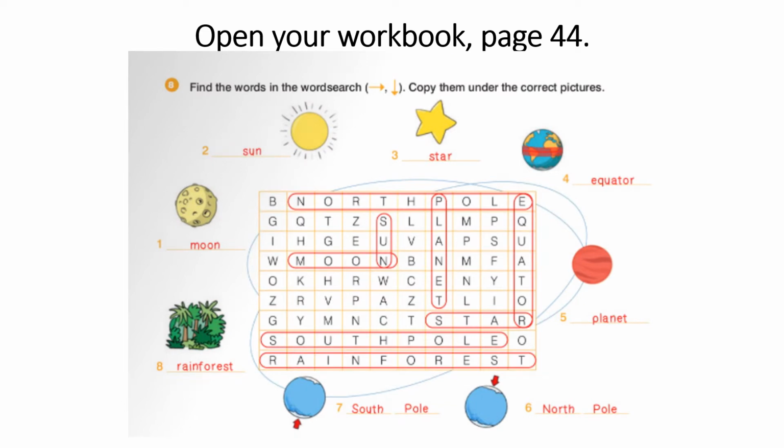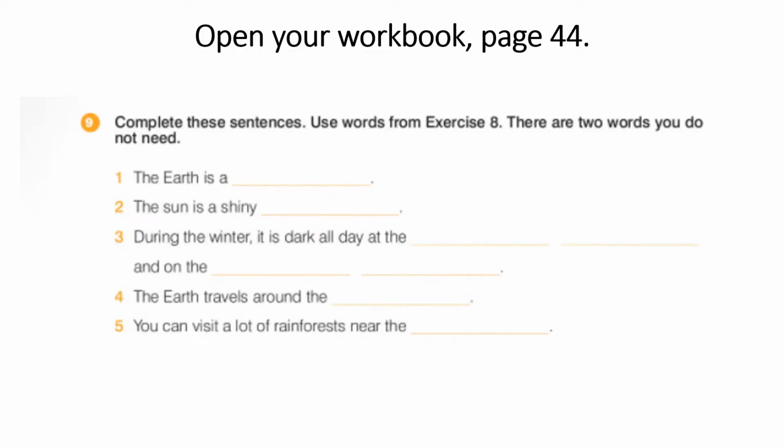Number 1 is moon. Number 2 is sun. 3 is star. 4 is equator. 5 is planet. 6 is North Pole. 7 South Pole. And 8 Rainforest. Stop the video to check it out. Now page 44. Complete these sentences. Use the words from exercise 8.